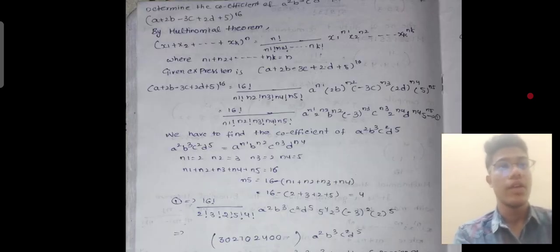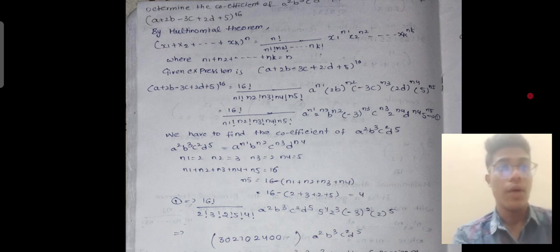Again we confirm and simplify the above step: 16 factorial by n1 factorial into n2 factorial into n3 factorial into n4 factorial into n5 factorial, into a power n1, into, separating each term and applying the power, 2 power n2 and b power n2, into (-3) power n3 and c power n3, into 2 power n4 and d power n4, into 5 power n5. We will consider this as equation 1.